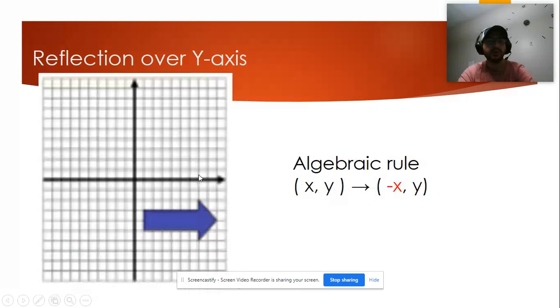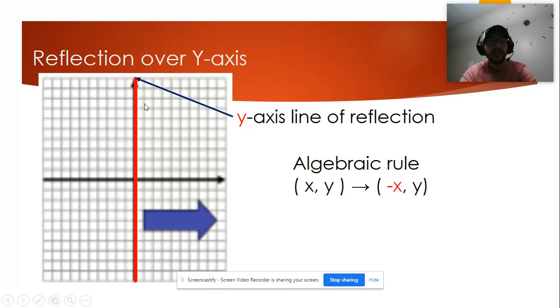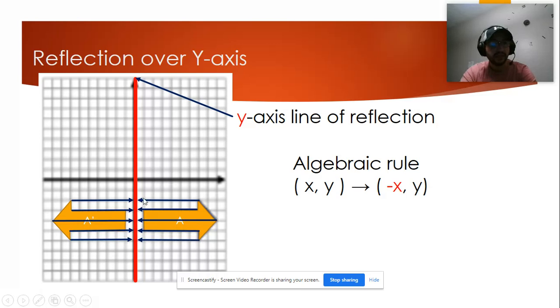Let's see one example with reflection over the y-axis. We got this one. If we're going to flip it over the y-axis, that will be my line of reflection. So the x values will be changing and the y will stay the same. Make sure the distance is the same to the line of reflection. So the rule will be (x, y) changing to (-x, y). When it's over the y-axis, the x is the one that is changing. When it's over the x-axis, the y is the one that is changing.